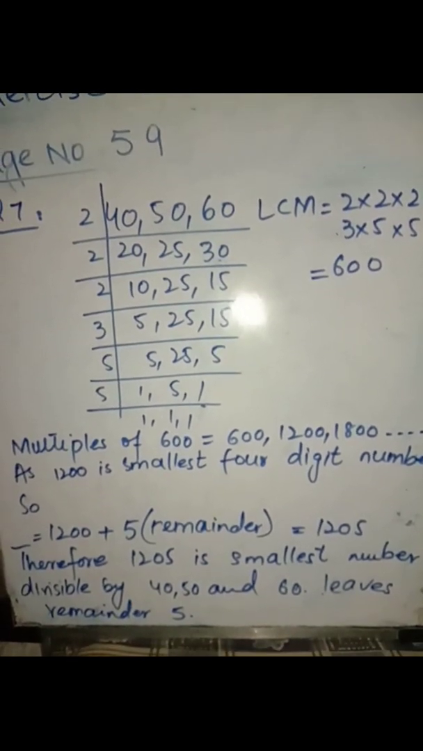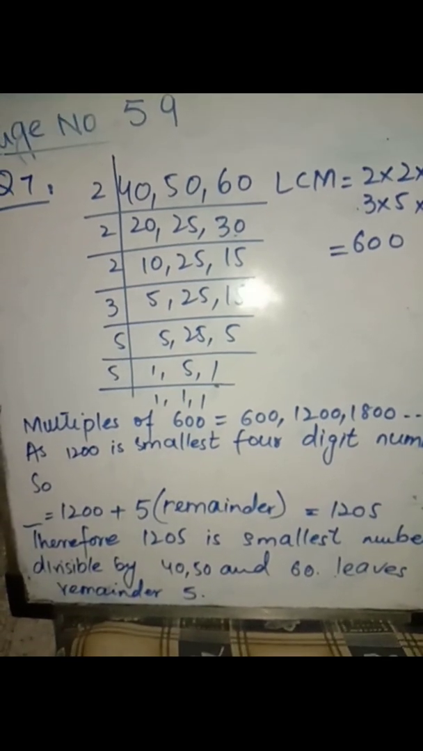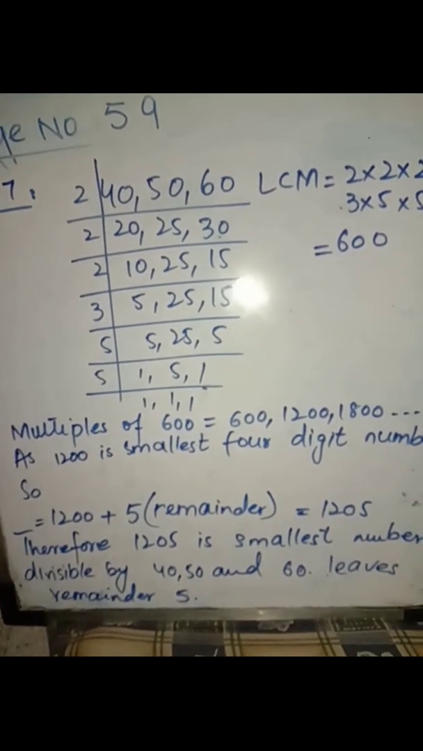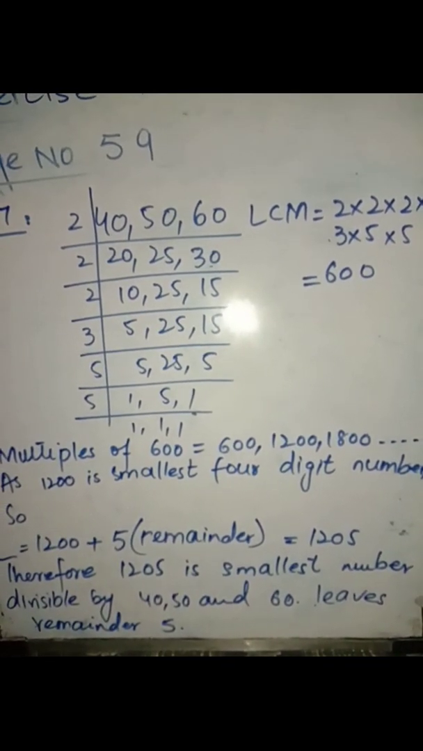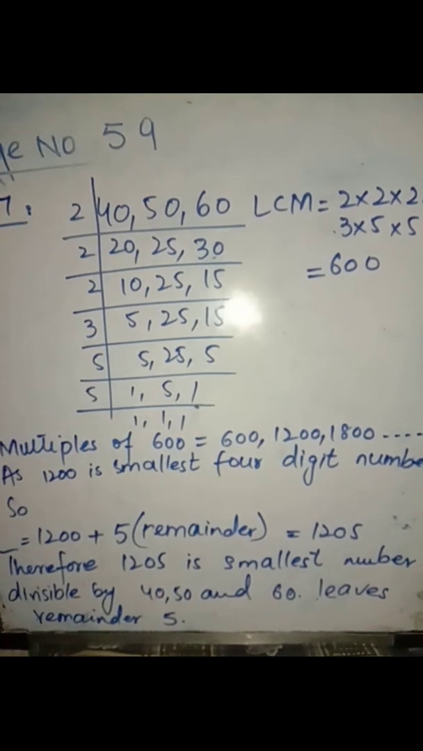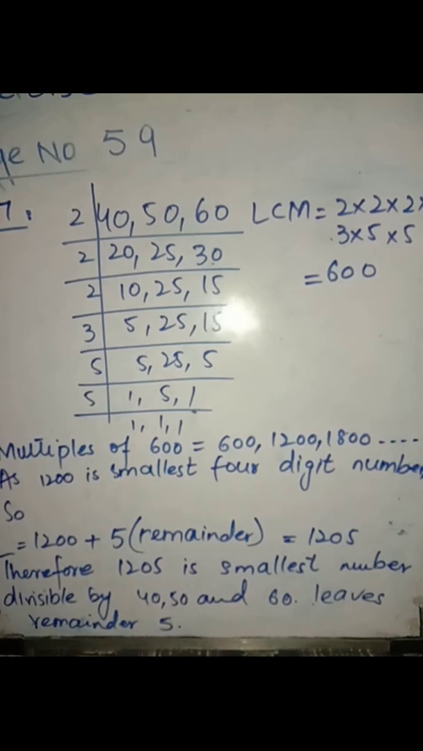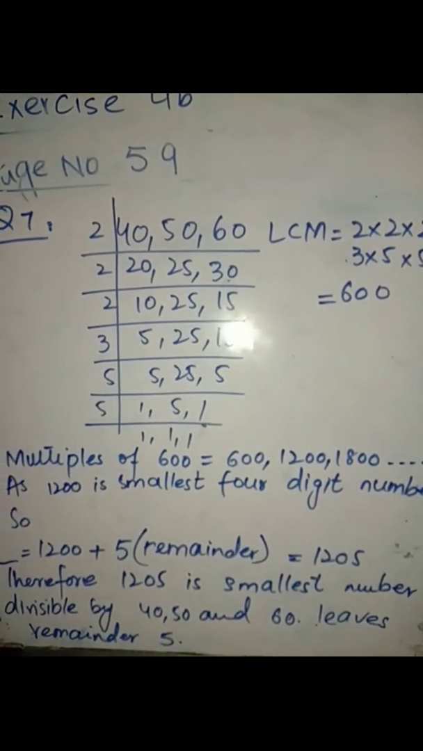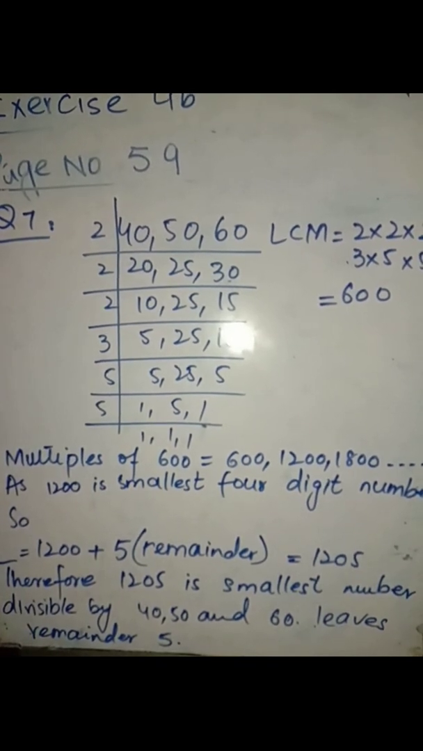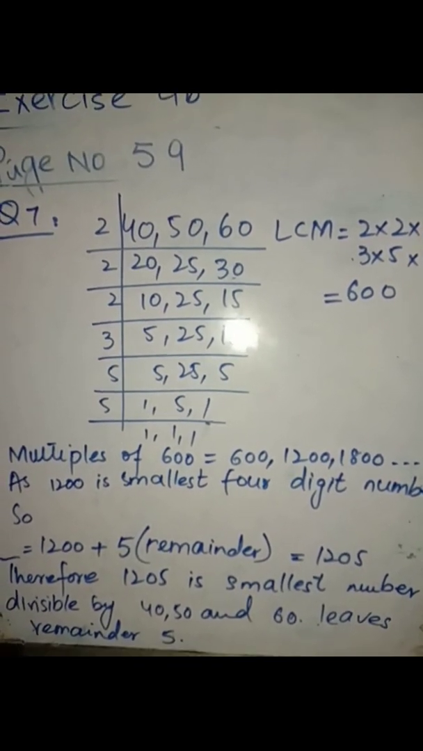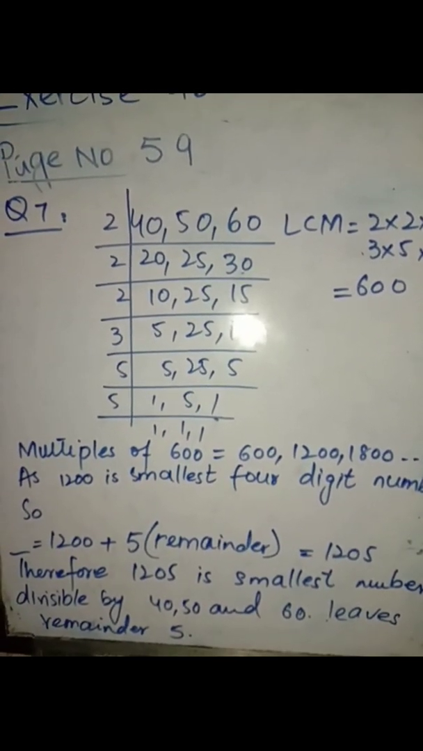So the multiples of 600 will be 600, 1200 and 1800 and so on. But we are searching for the smallest 4-digit number. So we took 1200 as the first smallest 4-digit number. And the remainder is 5, so we will take 1200 plus 5 as remainder, and this gives us 1205. So we can conclude that 1205 is the smallest number which when divided by 40, 50 and 60 leaves a remainder of 5. Understand?